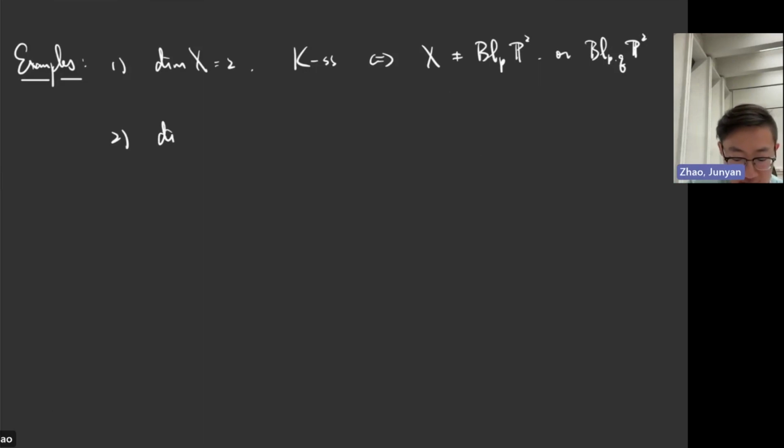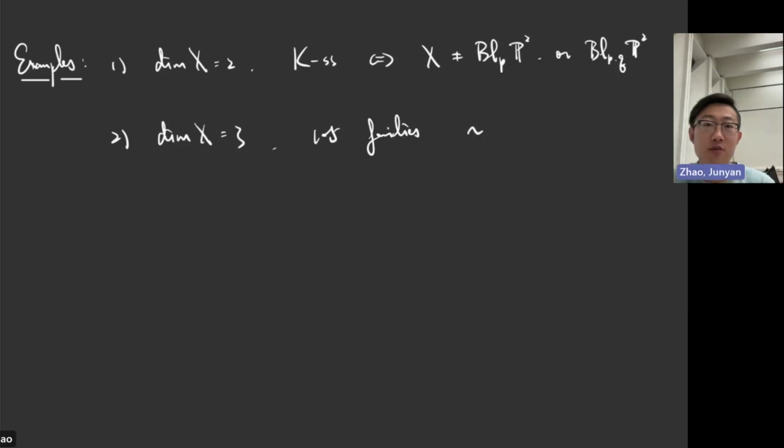And in dimension 3, I think you know this better than me. So for Fano threefolds, there are 105 families. And among those 105 families, about 70 plus of them have K-semistable members.